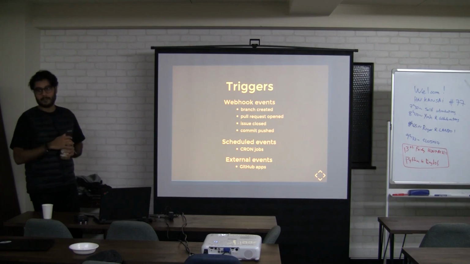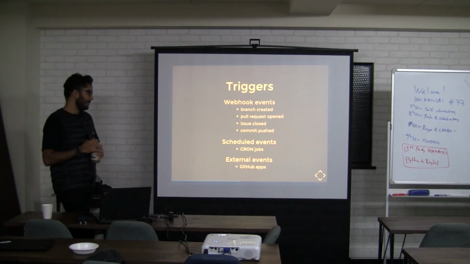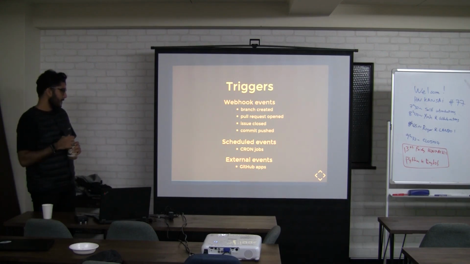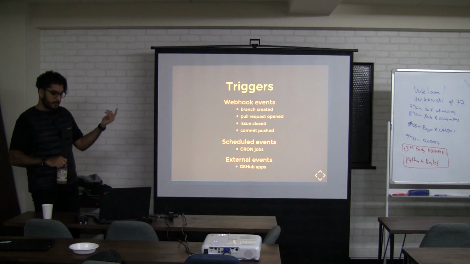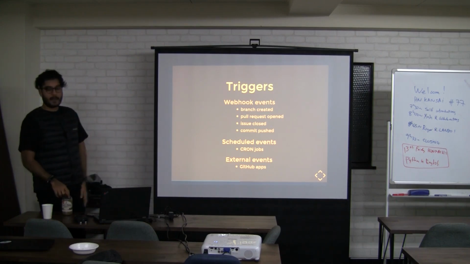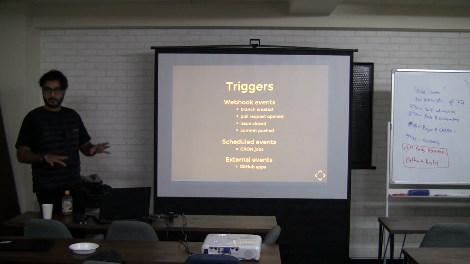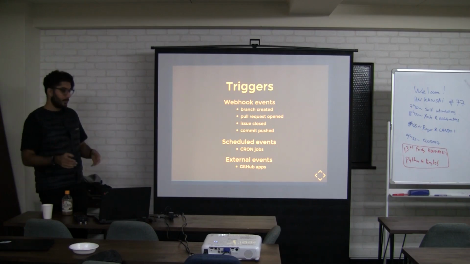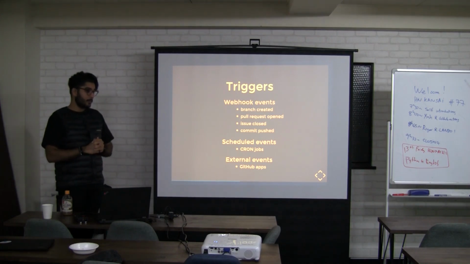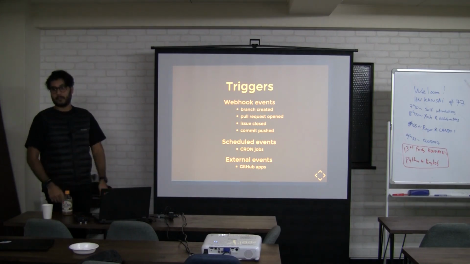Hate it or love it, that's the way it is. But that's nice because you can have a cron job running every now and then. And also, this is pretty interesting. I didn't know about this until recently. But any GitHub app that you attach to your repository, there's events for that. So all the events which the GitHub app also creates will be available as a trigger for GitHub.